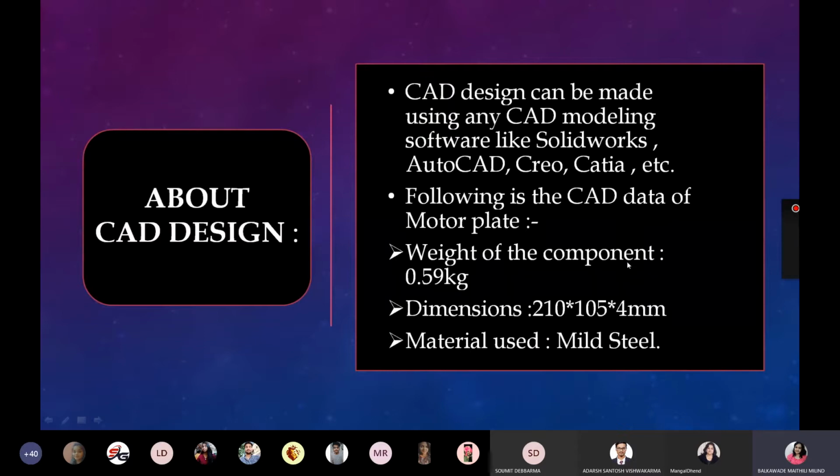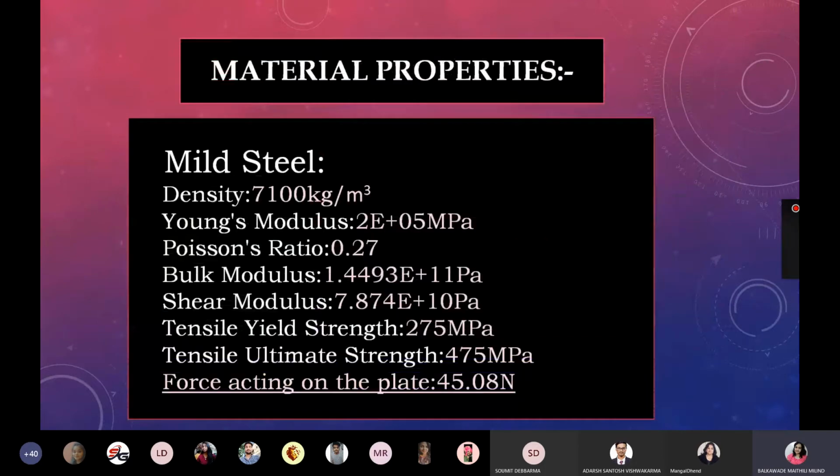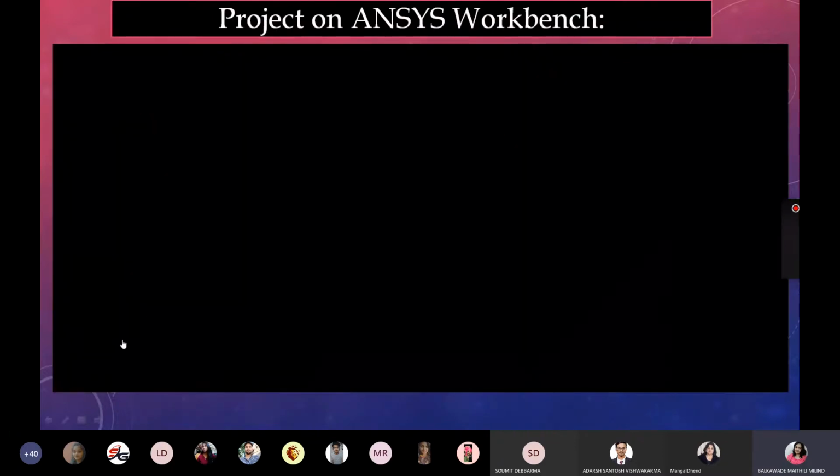So this is the data about my component I'm going to use. I'm using the material mild steel in it, as we are going to laser cut that component. This is the picture of the CAD. The one in between is the motor plate, and in the other two pictures I have shown how the motor is placed, and the side faces of that motor plate are welded on the chassis so that forces are distributed. So in ANSYS, we can put the material and the material properties. As I'm using the mild steel, I have put these properties in it, and force, that is the weight of the motor, is acting on that plate. So I've taken the force acting on the plate as 45.0908 Newton. So we'll see the simulation.